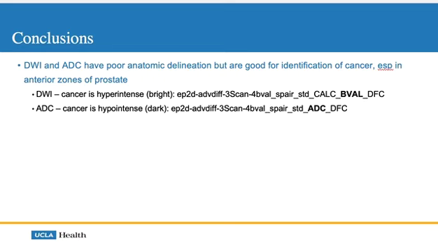Both of those sequences are also required to confirm areas of suspicion in the peripheral zone. So if you see something dark on T2 in the peripheral zone and you're suspicious, you then need to find a hyperintense correlative lesion on DWI as well as a hypointense correlative lesion on ADC in order to confirm your suspicions that that is a prostate cancer.